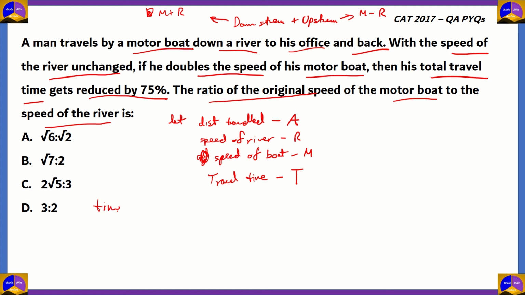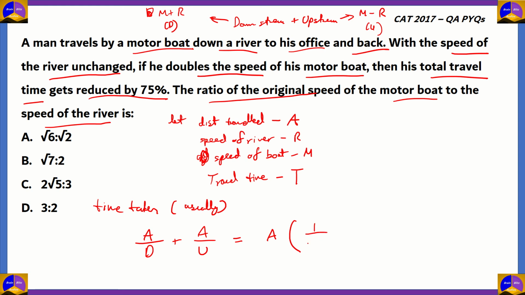Now the time taken usually will be A over downstream plus A over upstream. So A over downstream speed plus A over upstream speed, which is, now let's consider that to be D for downstream and U for upstream. A is common on both fractions, so we take that common, and what we get is 1 by D, which is 1 by M plus R, plus 1 by M minus R, which is 1 by upstream.